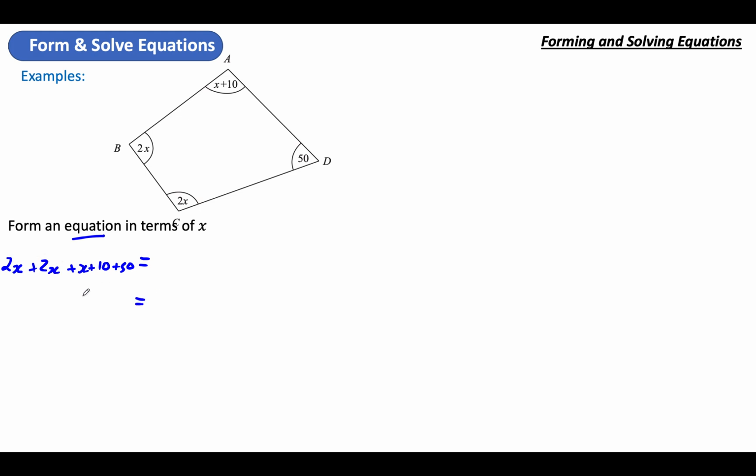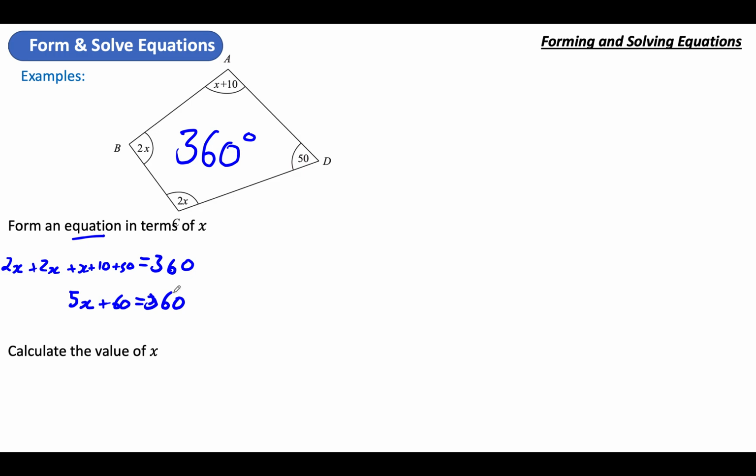2x plus 2x plus 3x makes 5x, and 10 plus 50 is 60, right? So I've just simplified it, added them together. But you're right, it's a four-sided shape. The angles in a quadrilateral add up to 360. I've added them up, so they must be equal to 360. Then calculate the value of x. That means solve your equation. I'm just going to rewrite it down here. 5x plus 60 equals 360. Take away the 60 from both sides. So 5x is equal to 300.